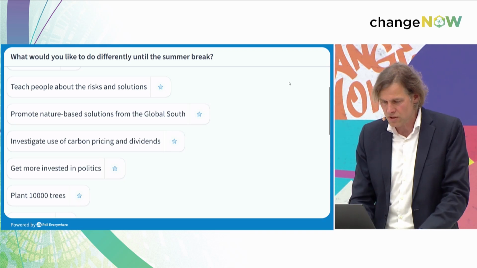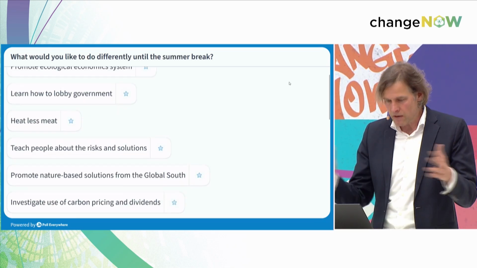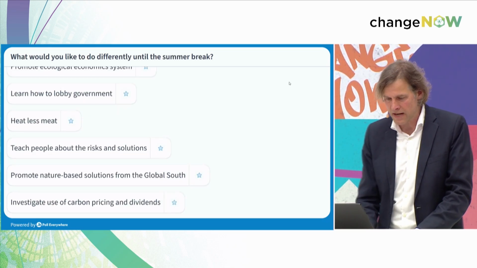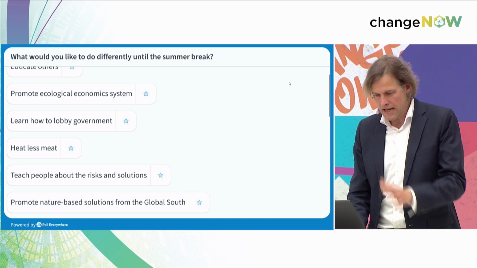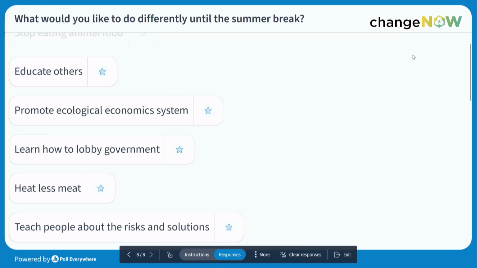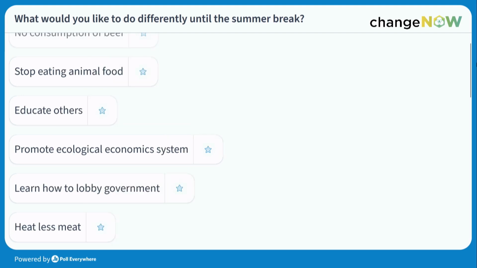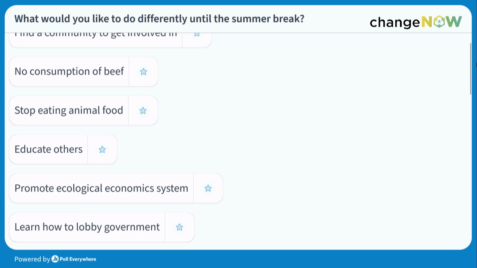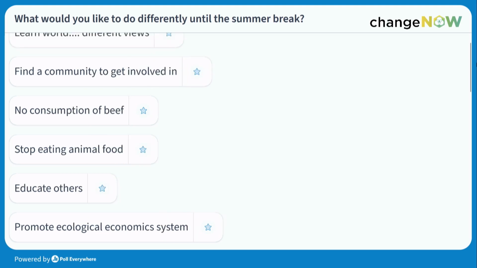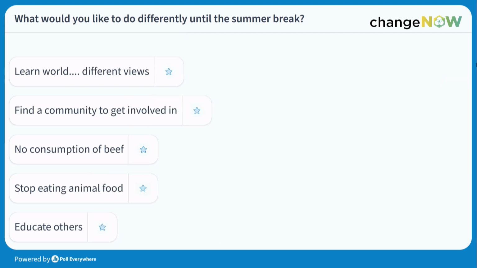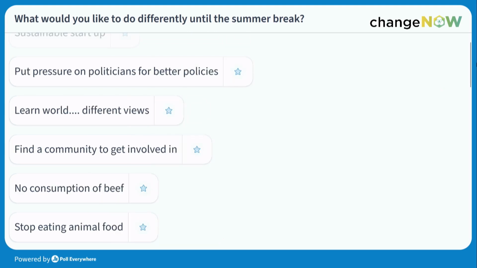Promote nature-based solutions from the global south. Think about all the multi-solving aspects. Heat, less meat. Promote ecological economic system. Learn how to lobby government. This is very important. Get the politicians to change. I know, in the simulator we've just pulled the sliders. It's not easy, but it's going to be worth it. So go get them. Thanks so much.